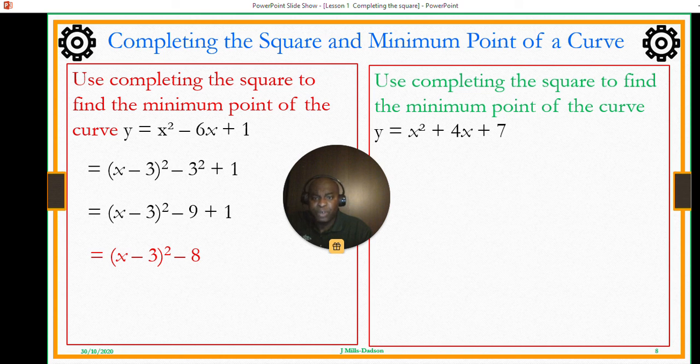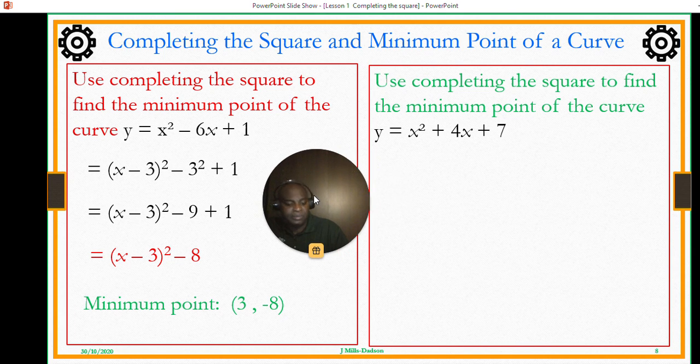Now, to get the minimum point, you need the x coordinate and the y coordinate. The x coordinate is always the opposite of the number in the bracket. It's always the opposite. So you have negative 3, so the x coordinate will be positive 3. But the y coordinate is exactly what is outside the bracket, which is negative 8. So remember, the x coordinate is always the opposite of the number in the bracket. So minus 3, the opposite will be positive 3. And the y coordinate is exactly what is outside the bracket, which is negative 8. So the minimum point will be 3, negative 8.